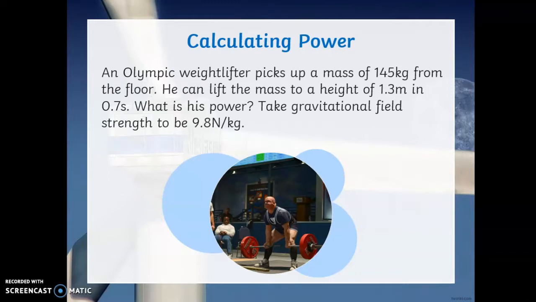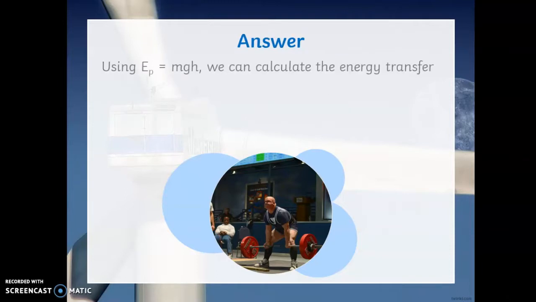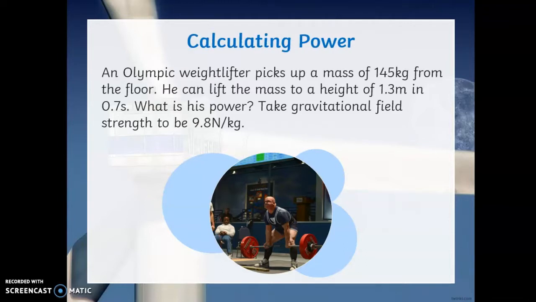our mass was 145 kilograms. Our gravitational field strength is 9.8 newtons per kilogram, and our height is 1.3. So multiplying those three numbers together, what you will get is 1,847.3 joules. So that's the energy, but remember, power is energy divided by time. Our time it took for him to do that was 0.7 seconds. So what would his power be? Have a think.